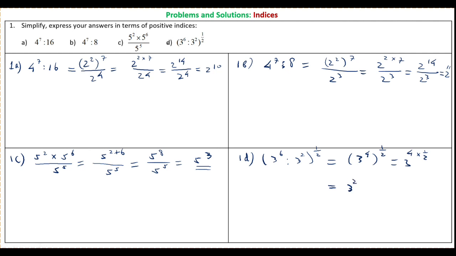It's asking here to simplify and express your answer in terms of positive indices. So we don't need to simplify again to make it 9. Just leave it as it is. It's fine. That's for the first question. We're going to move on to the next question.